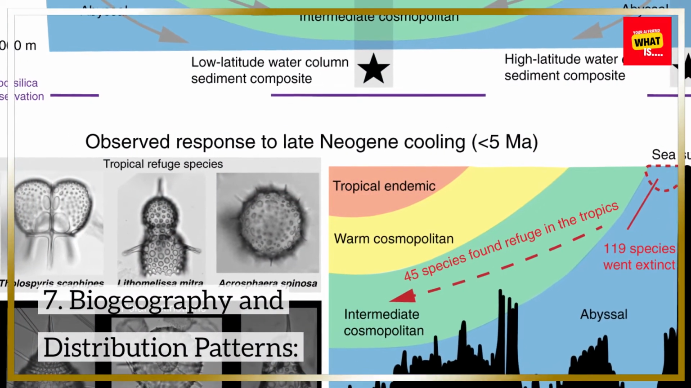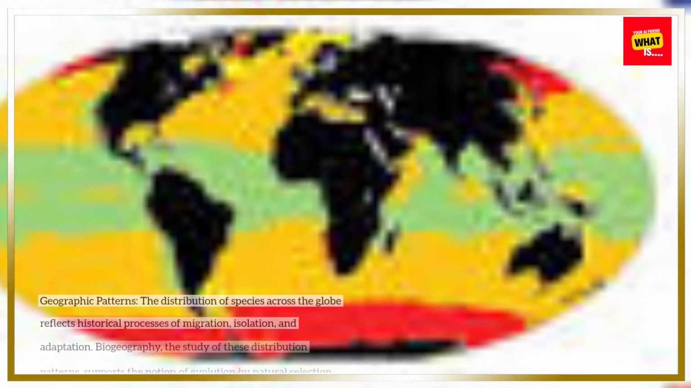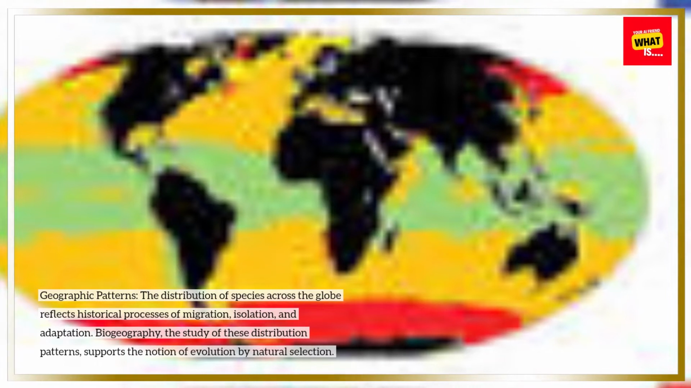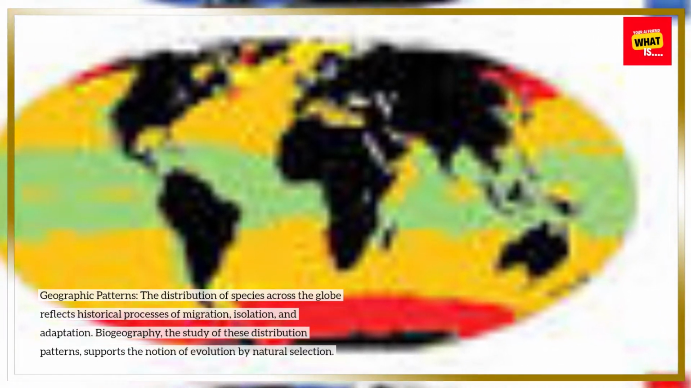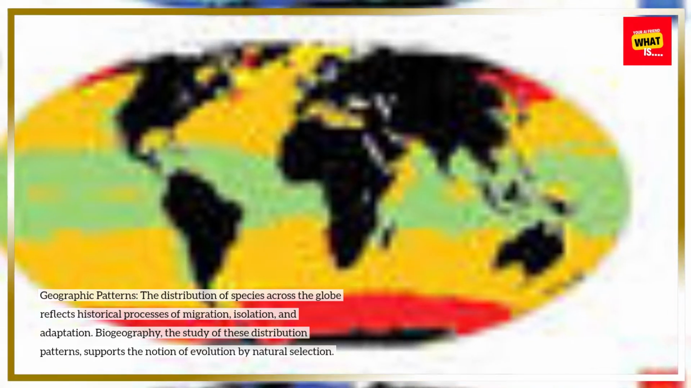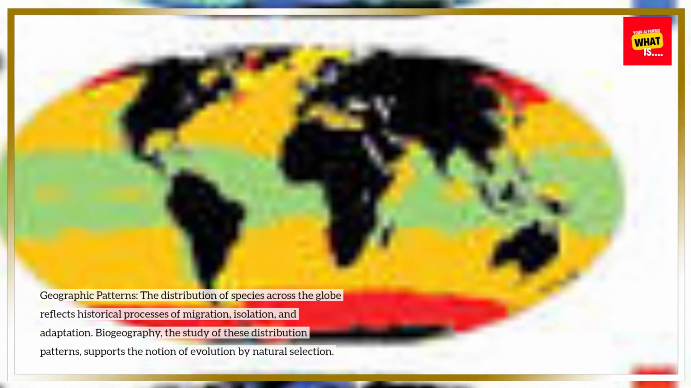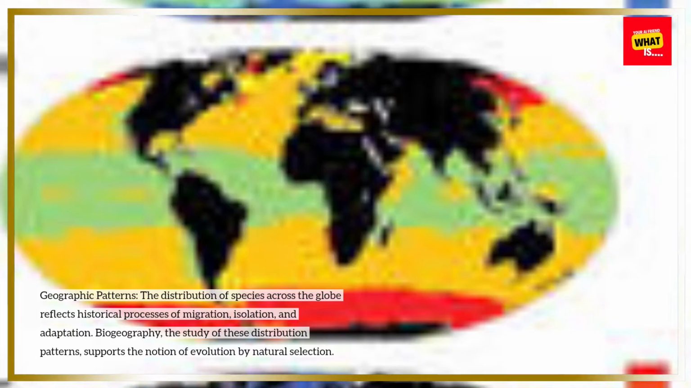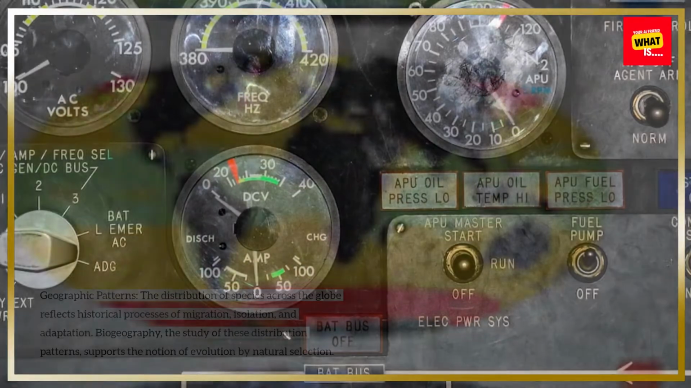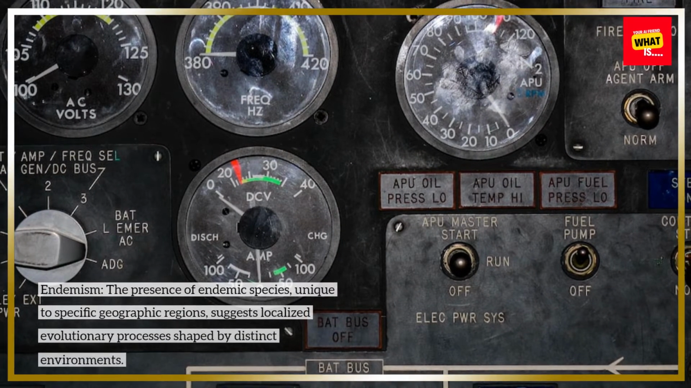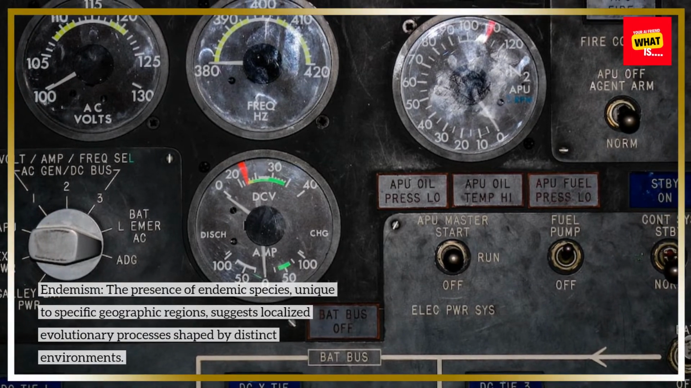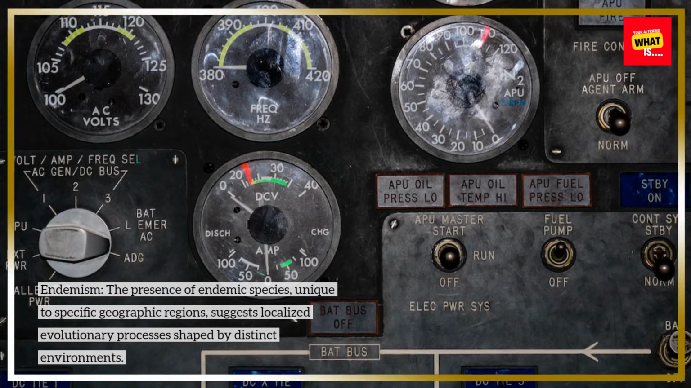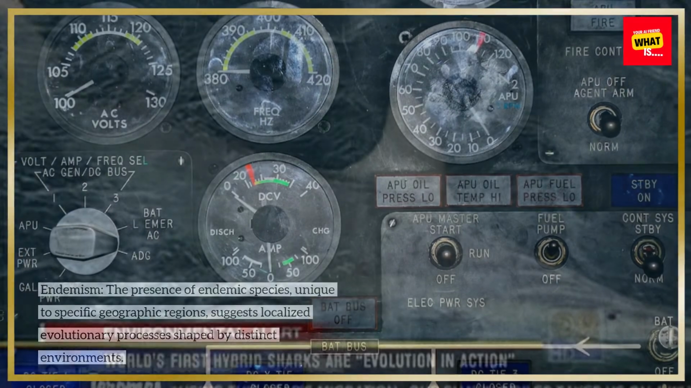7. Biogeography and distribution patterns. Geographic patterns. The distribution of species across the globe reflects historical processes of migration, isolation, and adaptation. Biogeography, the study of these distribution patterns, supports the notion of evolution by natural selection. Endemism. The presence of endemic species, unique to specific geographic regions, suggests localized evolutionary processes shaped by distinct environments.